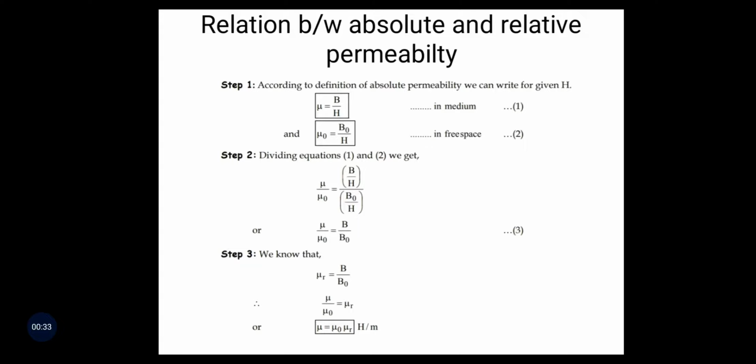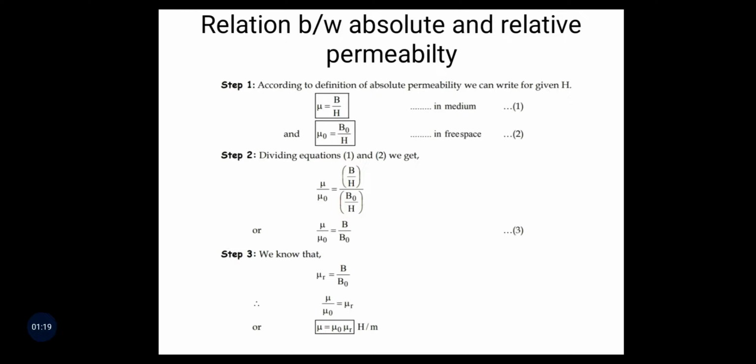What is meant by absolute permeability? Absolute permeability mu equals B by H for the medium. Mu naught equals B naught by H for free space. For the medium, permeability mu equals B by H. For free space, permeability mu naught equals B naught by H.